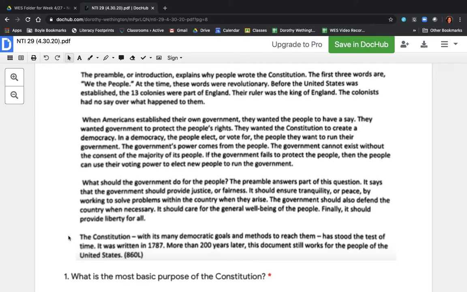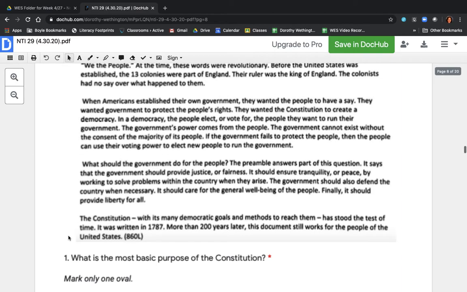The Constitution, with its many democratic goals and methods to reach them, has stood the test of time. It was written in 1787. More than 200 years later, this document still works for the people of the United States.